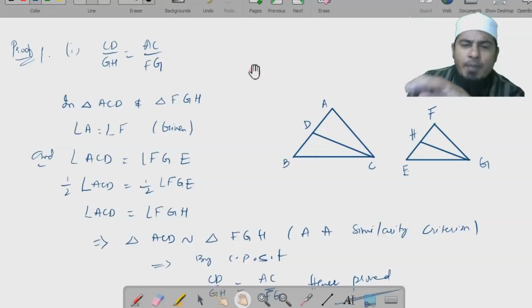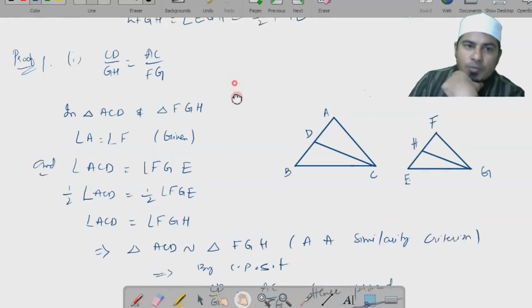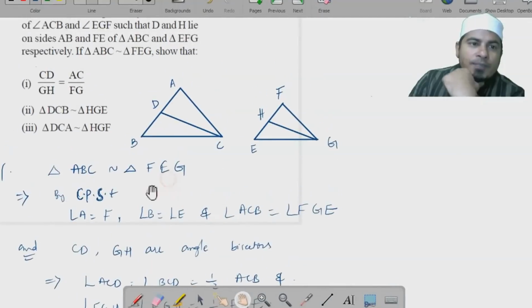In the same way that we proved the above triangles to be similar, the below triangles can also be proven similar, because angle B and angle E are equal, and instead of taking half of the bigger angle, this half can also be taken, and we can prove triangle BDC and triangle EHG to be similar. So if you observe keenly, three proofs are to be done.